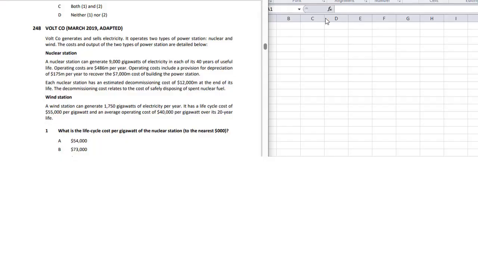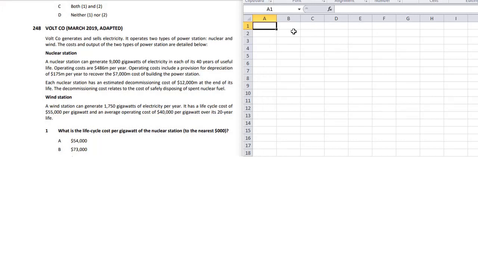Okay, so in this video we will be doing the Voltco question, and the first requirement is: what is the life cycle cost per gigawatt of nuclear station. The scenario is that Voltco generates and sells electricity. It operates two types of power station, nuclear and wind. The cost and output of the two types of power station are detailed below.